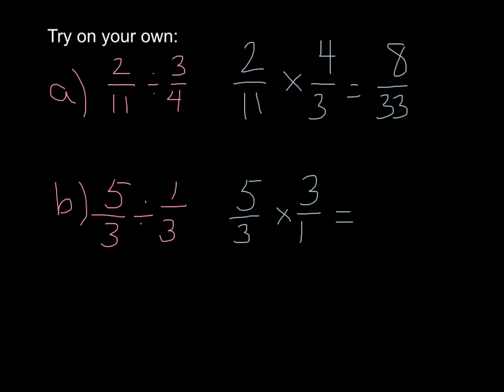So 5 times 3 is 15. 3 times 1 is 3. And now when we simplify, we are just going to get 5. If you write 5/1, there is nothing wrong with that, but 5, it looks a lot nicer.